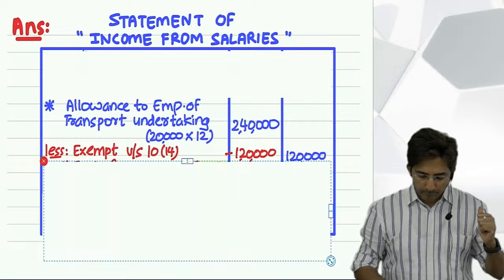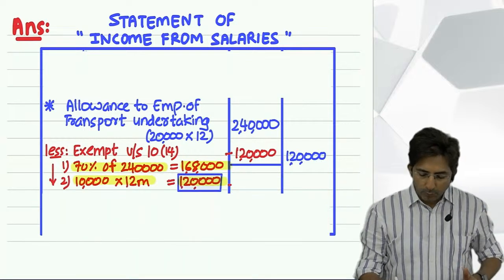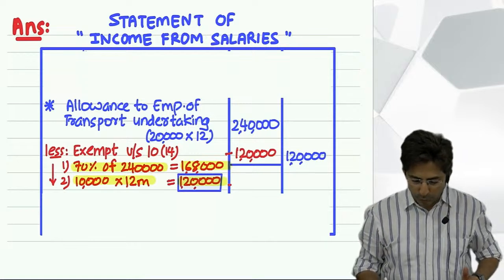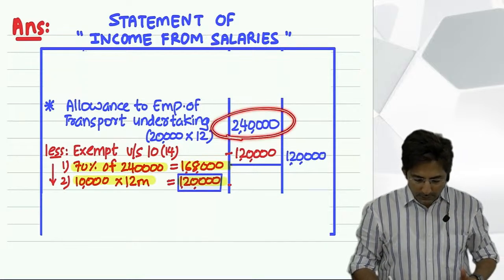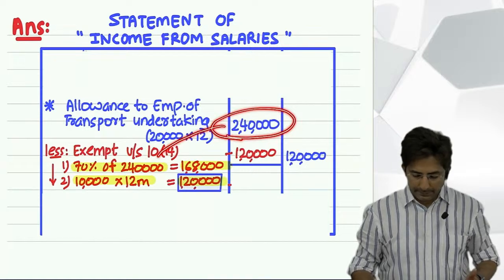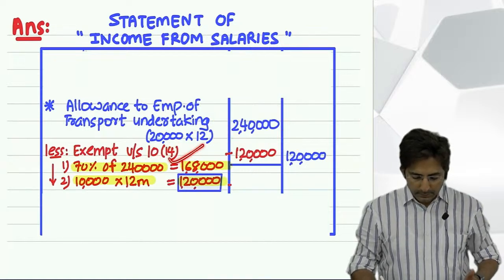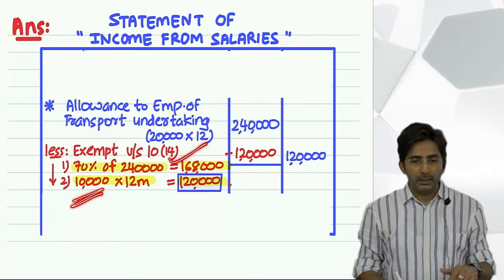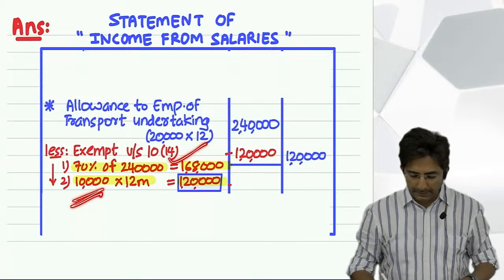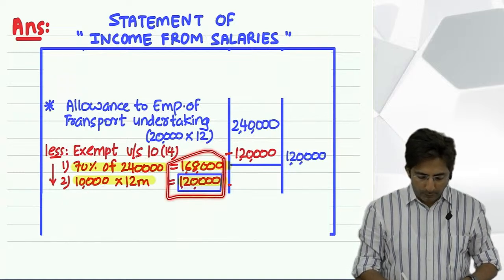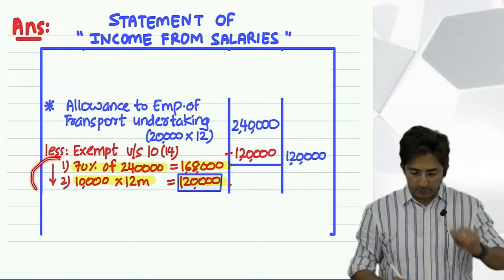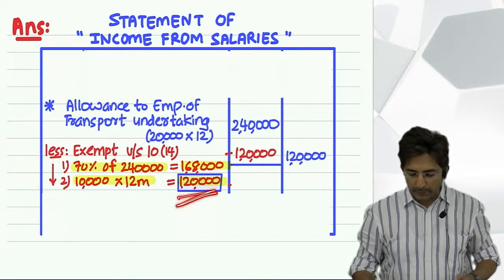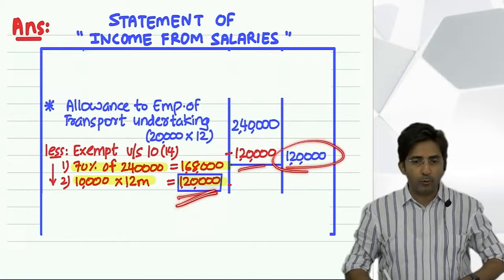For 70% of 2,40,000. He has received how much? 2,40,000. So first calculate 70% of that. That is how much? 1,68,000. And 10,000 per month is a fixed amount. So multiply by 12 months, so that comes to 1,20,000. And then out of the two, whichever is lower. I hope you understand, this sign indicates whichever is lower. So what is lower? 1,20,000. So minus that, balance in the outer column, okay?